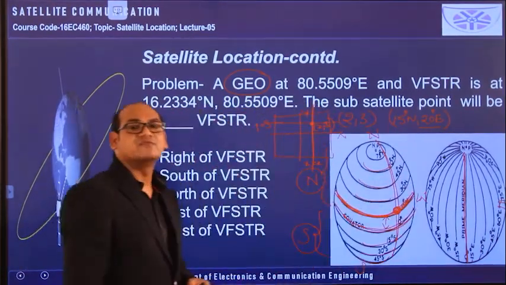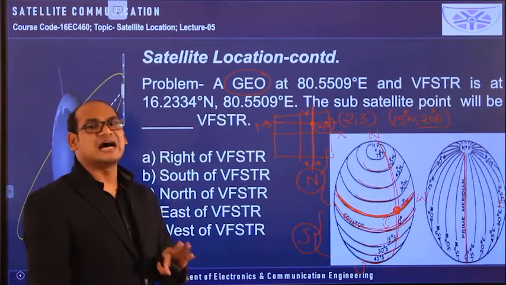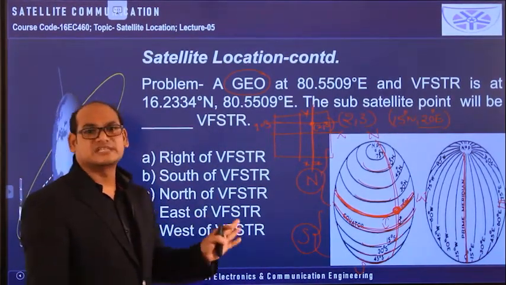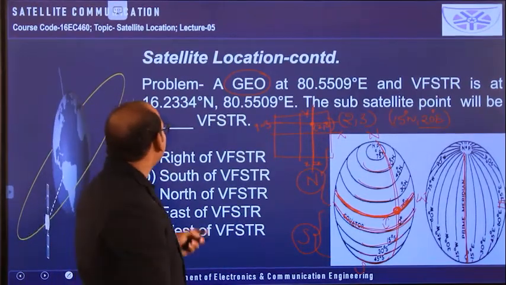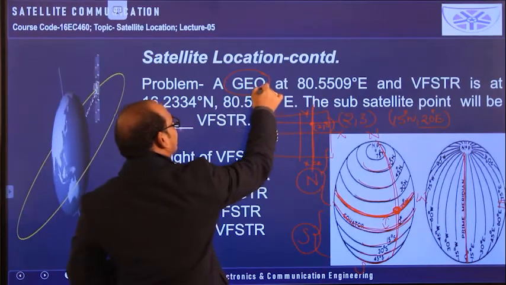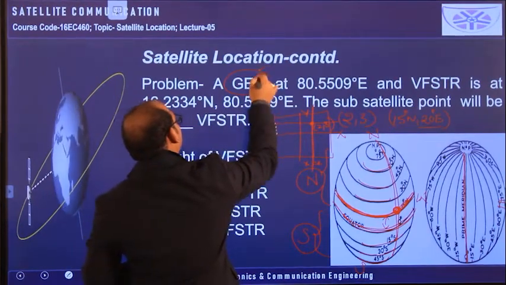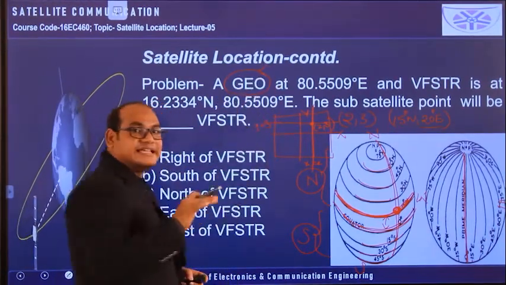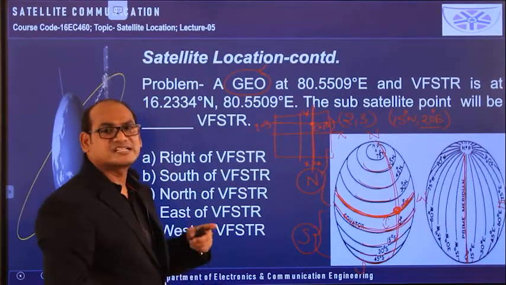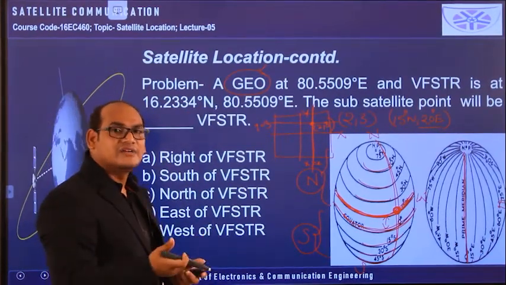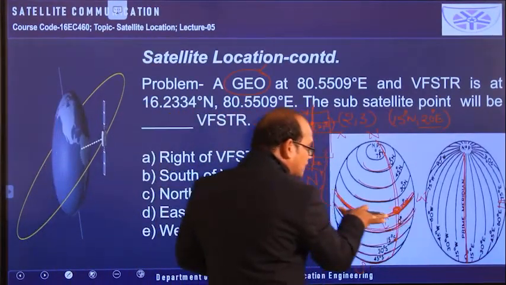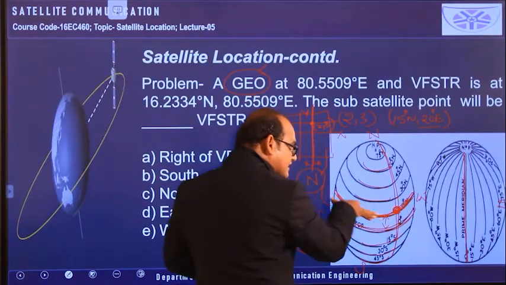So in this way we can locate any position on the earth's surface by having geographical coordinates, latitudes and longitudes. Then, if you see this problem, we have taken a geostationary satellite, and we have already discussed this. This orbit is in the equatorial plane only. The orbit of this geostationary satellite is along the equatorial plane only.